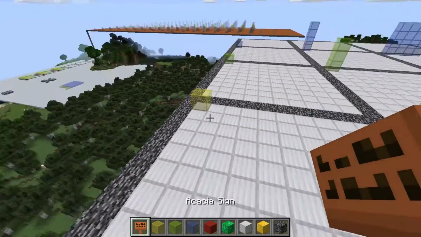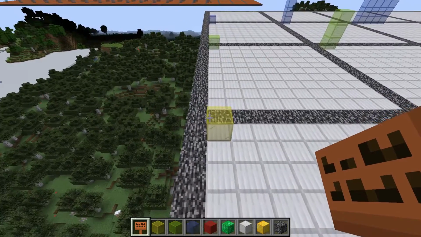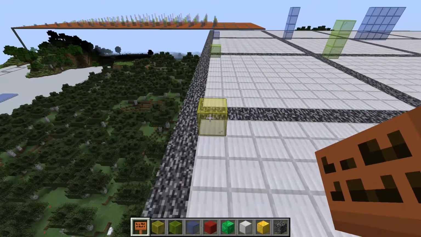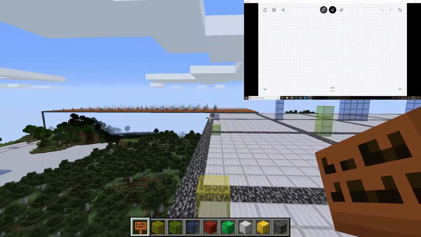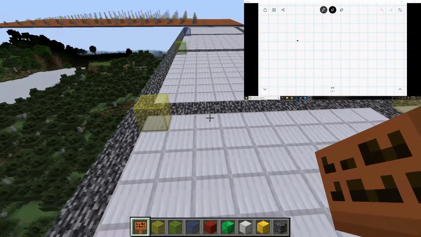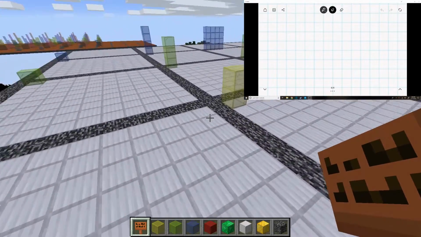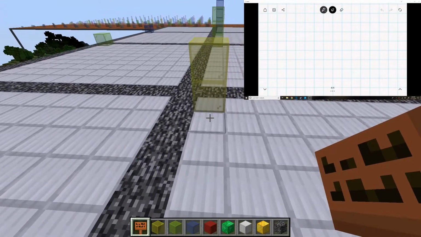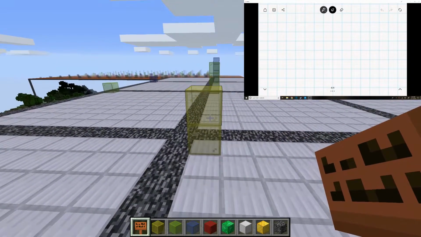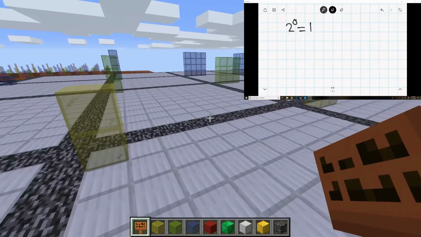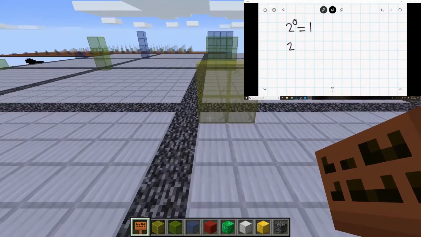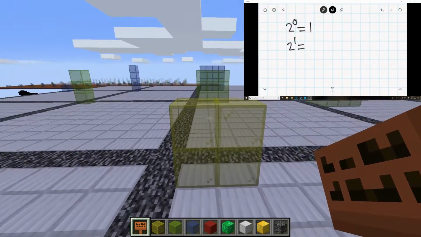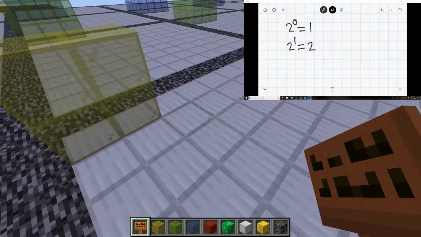So if we're looking here at this block right here, this is just 2 up to the 0 power. All numbers up to the 0 power is just 1. And then we've got 2 up to the first power, which would just be 2. So it's basically like powers are telling you how many 2's you're multiplying by. And so if I've got 2 up to the second power, I've got 2 by 2, which is 4.